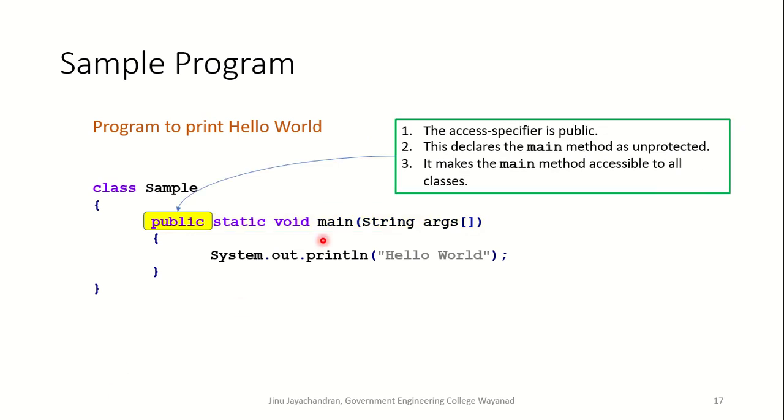So if you look at the statement for the main function, you say public. Public is an access specifier, just like in C++. This declares the main method as unprotected, meaning anybody can access the main method even if it is outside the class.